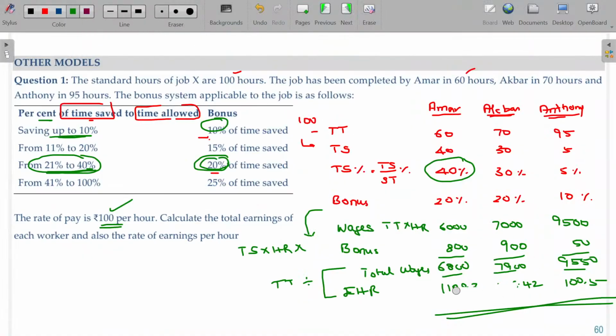Let me see, the answer may be totally different. Come on, let me know the value. 113.33 here. 112.85.